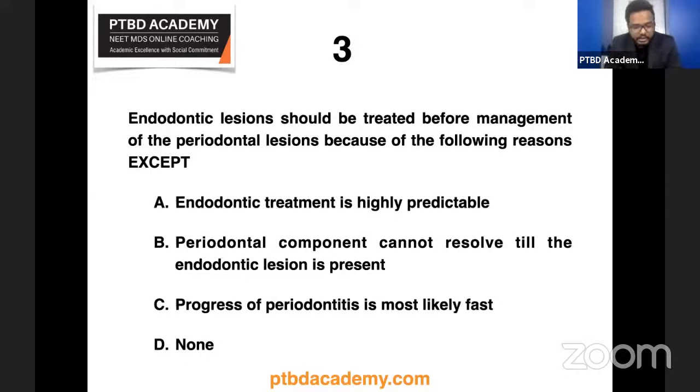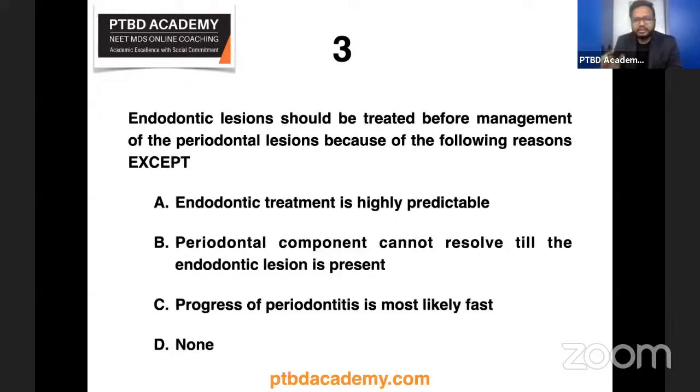Okay, so endodontic lesions should be treated before the management of periodontal lesions for the following reasons. First, endodontic treatment is highly predictable. Second, the periodontal component cannot resolve till the endodontic lesion is present, so you need to address that first. And progress of periodontitis is slow with the exception of acute disease, right? Therefore, prompt management of pulpal lesions is the primary concern.